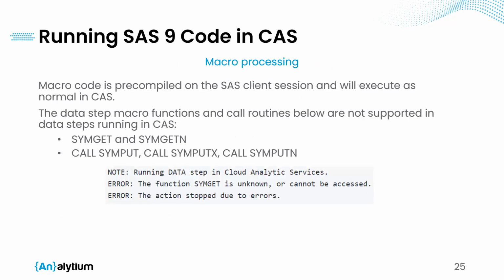Macro code is pre-compiled on the SAS client session, so it will just execute as normal in CAS. But there are SYMGET and SYMPUT, which link the data step to macro functionality, and they will error, as you see here. SYMGET is unknown and cannot be accessed. Similarly, you can't use call SYMPUT and SYMPUTX. Other than that, the macro code should just be compiled as normal in a SAS session and will just execute in CAS.